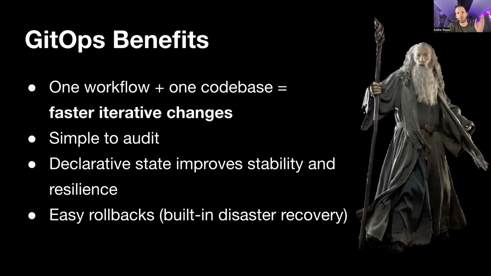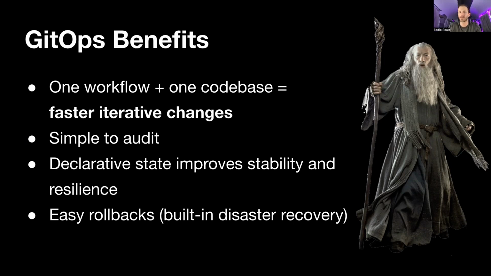A big one here, one workflow on one code base means faster iterative changes. It's also much simpler to audit in this kind of environment. It's all in GitHub and in PRs. The declarative state improves stability and resilience. So what you see is what you get. And then the rollbacks are easy too. So there's a built-in form of disaster recovery and planning. It's in many cases as simple as reverting a PR to revert to your previous system state.